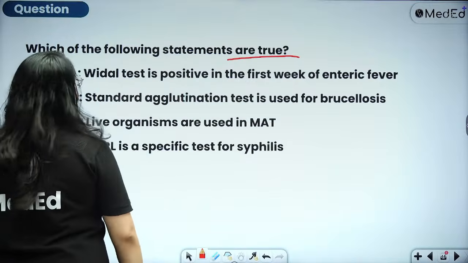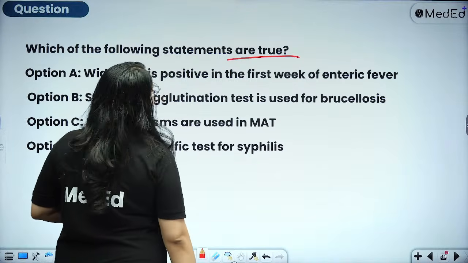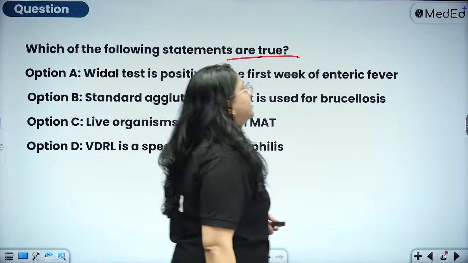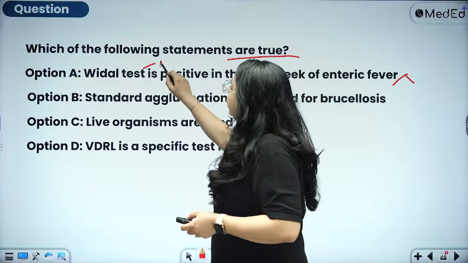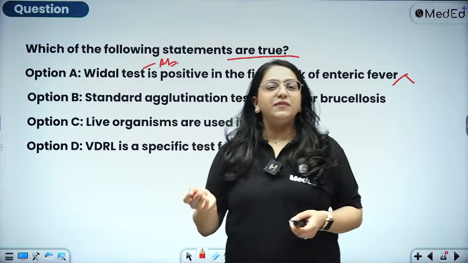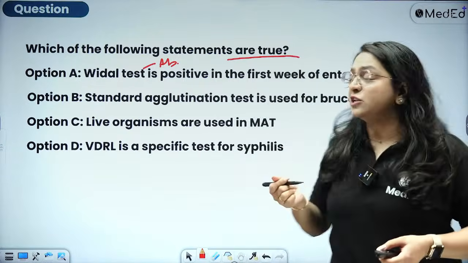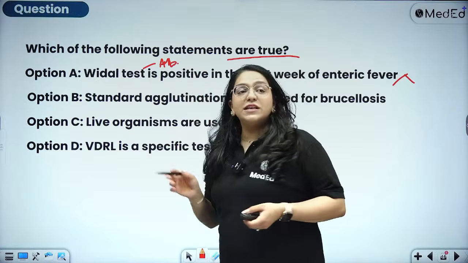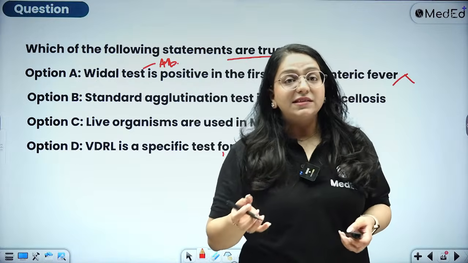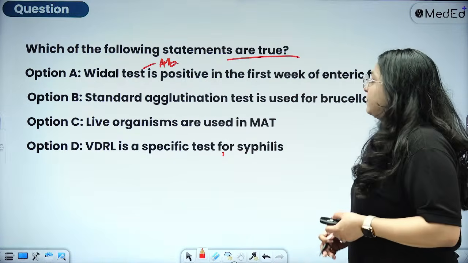Okay. Vidal test is positive in first week of enteric fever. Is that true? Of course not. This is not true. We know that Vidal test is the detection of antibodies, and antibodies will only appear after 1 week of illness. Yes, Haemophilus ducreyi. Correct, Raju. So, the antibodies will only appear after first week of illness, right? So, in the second week, Vidal test can be positive.